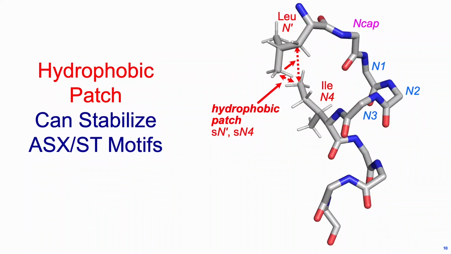And the first one that we saw was a known one, and that's a hydrophobic interaction between the N' residue and the N4 residue side chains, illustrated here for isoleucine and leucine. Again, if you're not familiar with the side chain nomenclature here, please go back and watch our previous video.